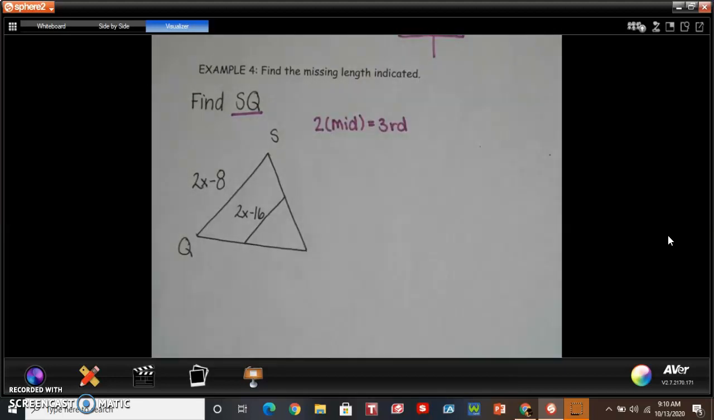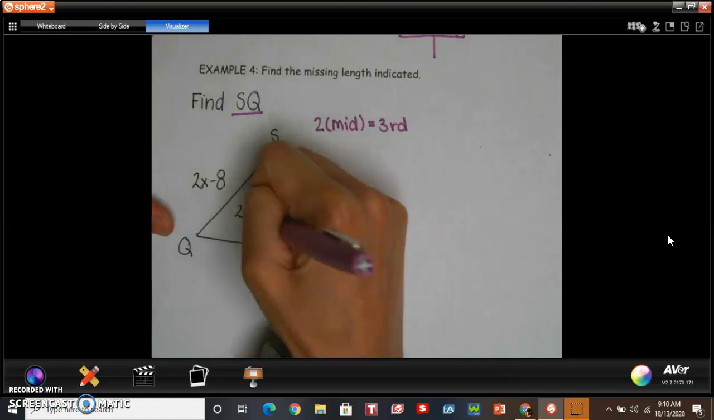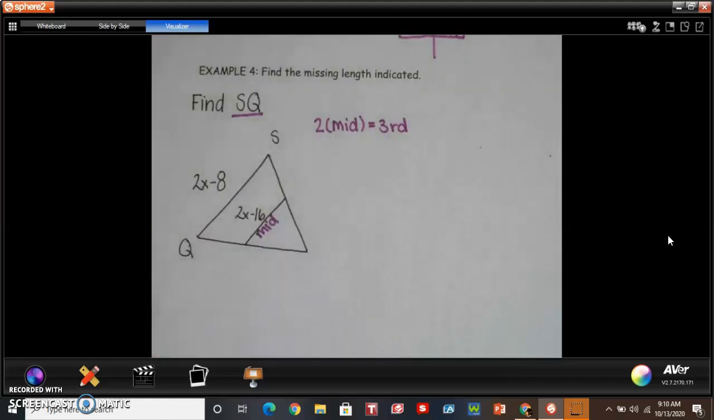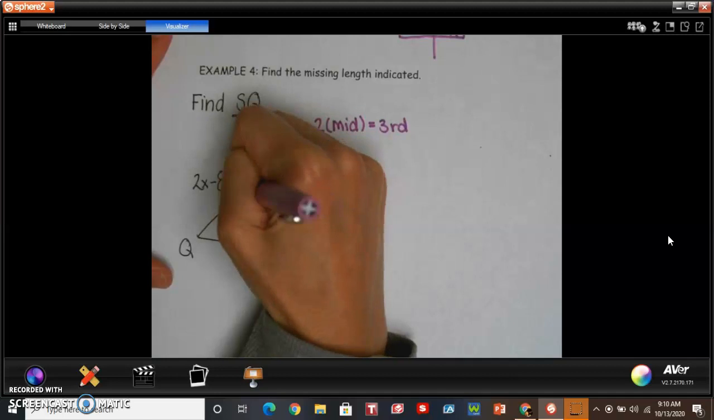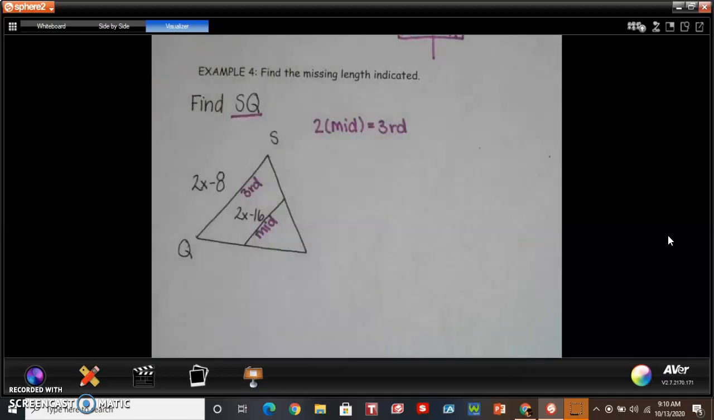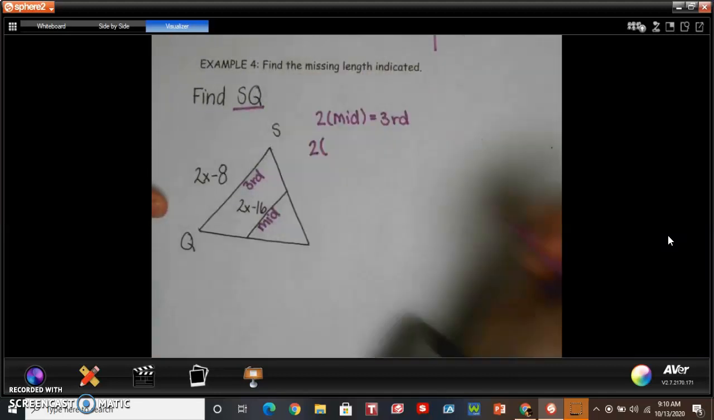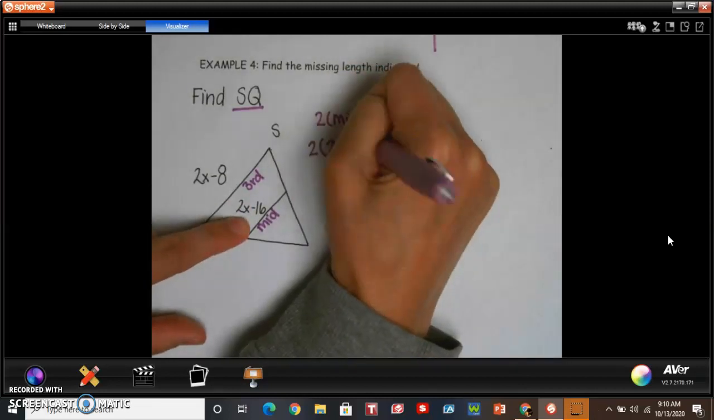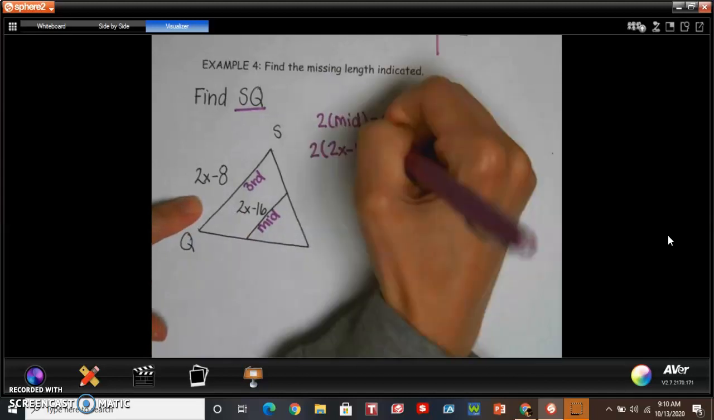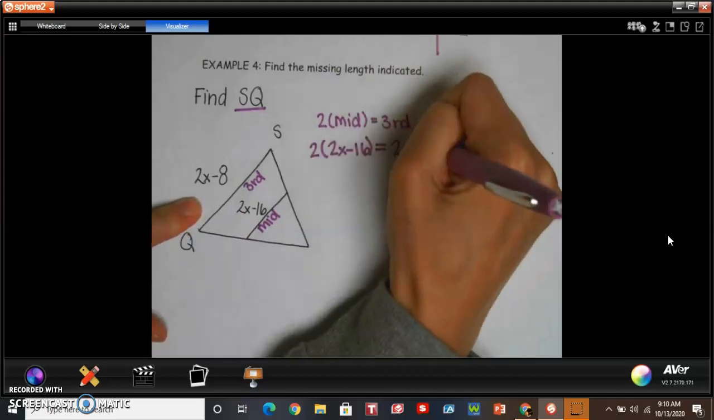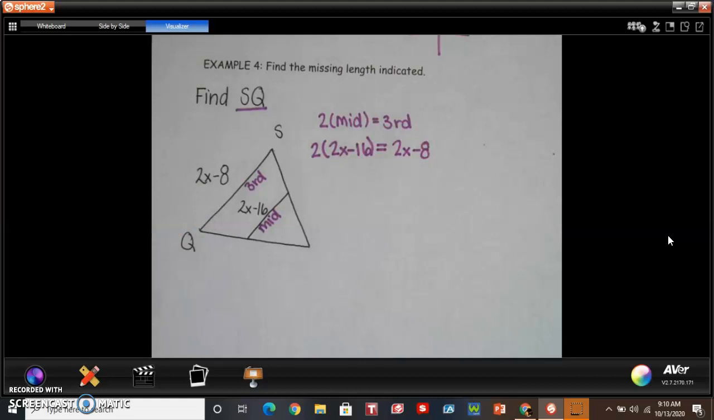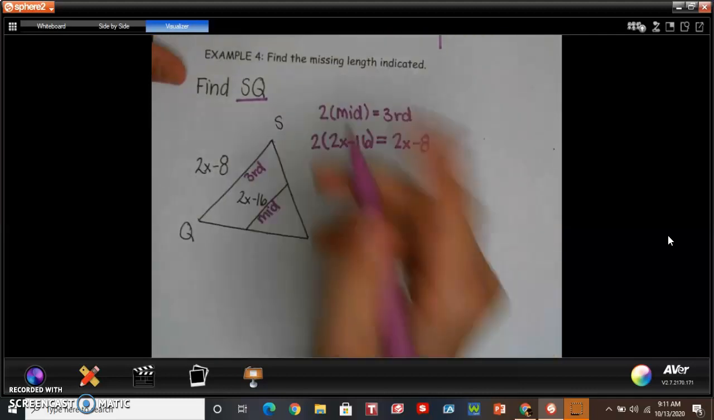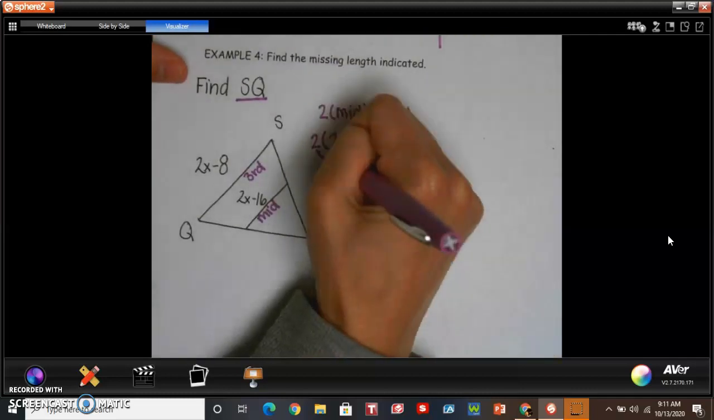So mid is always in the middle. So here's our mid segment. Third side is always across from it. So here's our third. So let's plug in what we know. 2 times mid, our mid segment is 2x minus 16 equals third, which is 2x minus 8. Okay, we want to solve for x, because once we solve for x, we can actually find the length of SQ. So just like before in example 3, first thing we need to do is distribute.